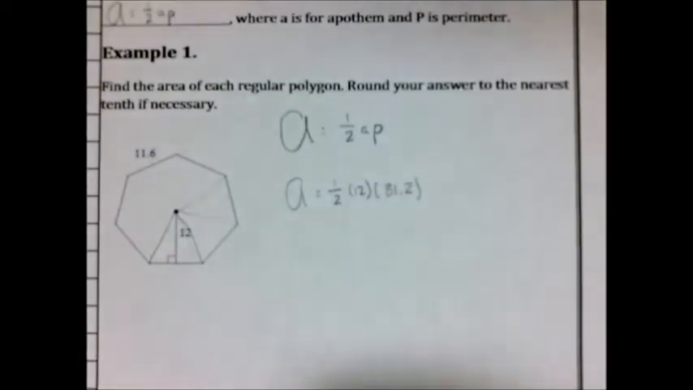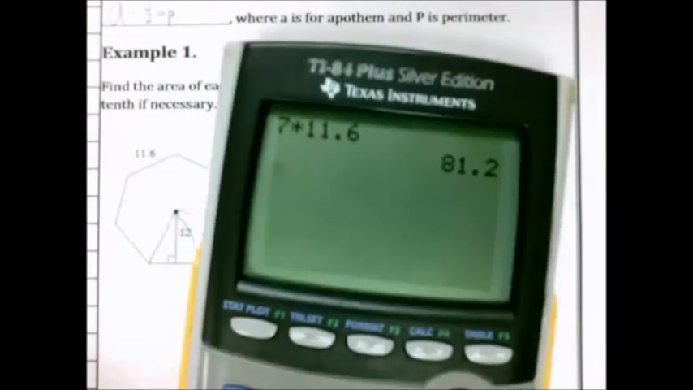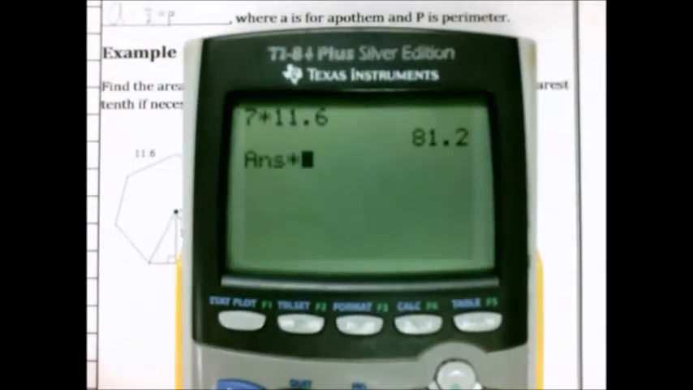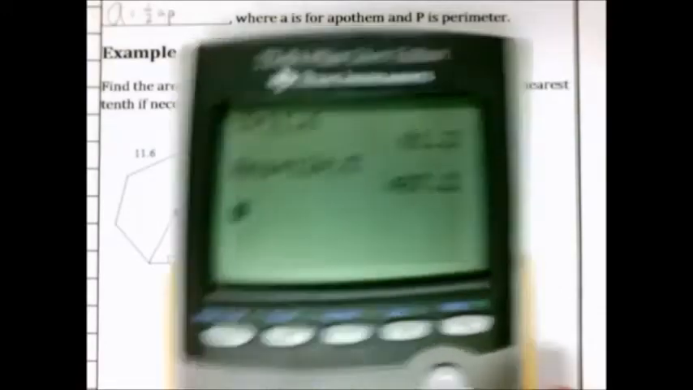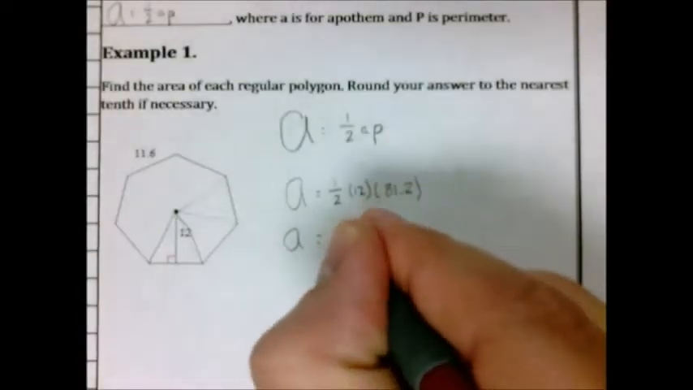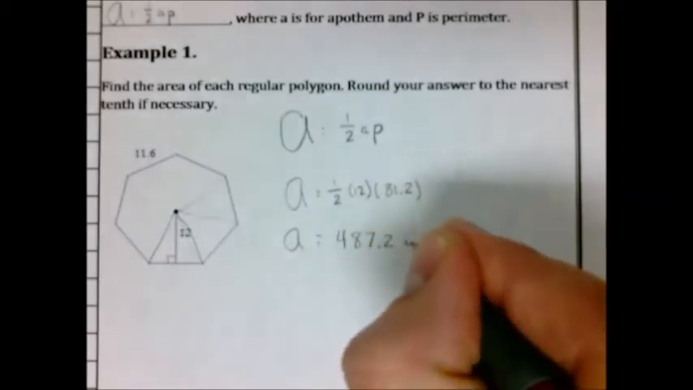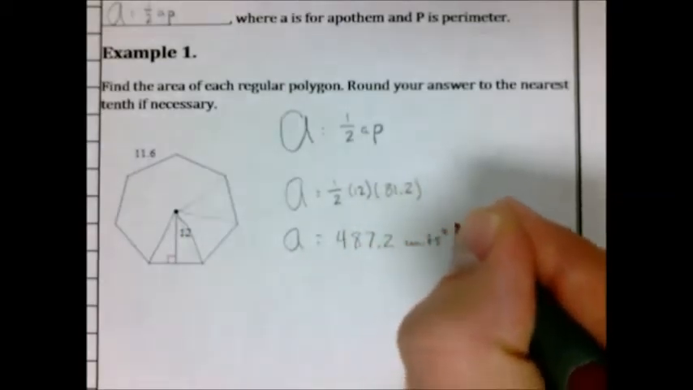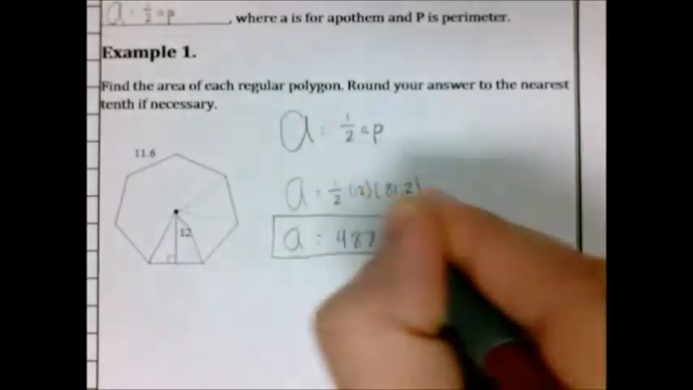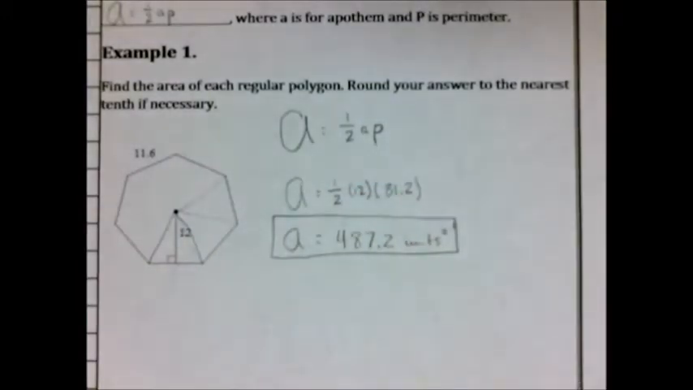Okay, now all we have to do is multiply all of this information to figure out what the area is. 81.2 times 12 times 1/2, or 0.5. Press enter and we get 487.2. So our area is 487.2 units squared. Remember, if we aren't given a specific unit, we use the word units.